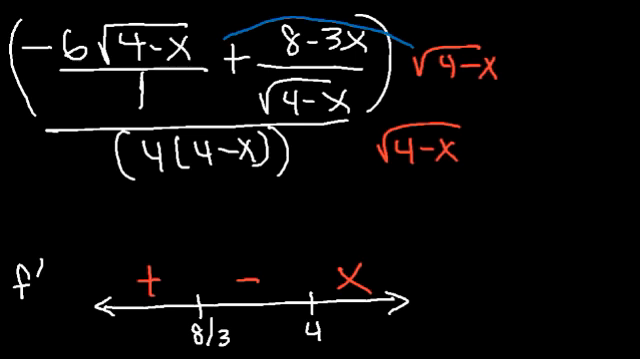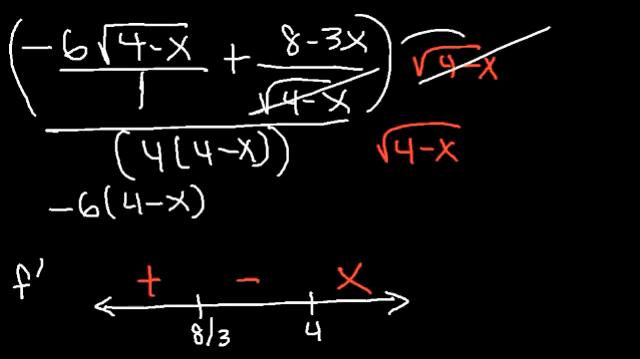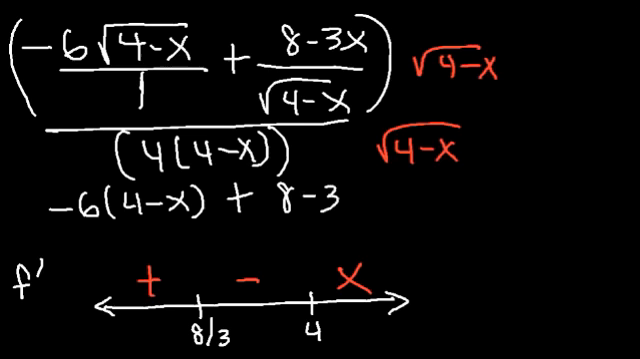The radicals will cancel, and we're going to get what's inside, which is simply 4 minus x. So it's going to be negative 6 times 4 minus x. And then these two will cancel once we distribute this to this term. And that's just going to be plus 8 minus 3x. On the bottom, we can just simply put it together.